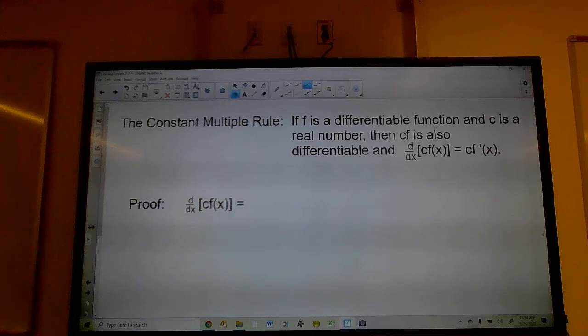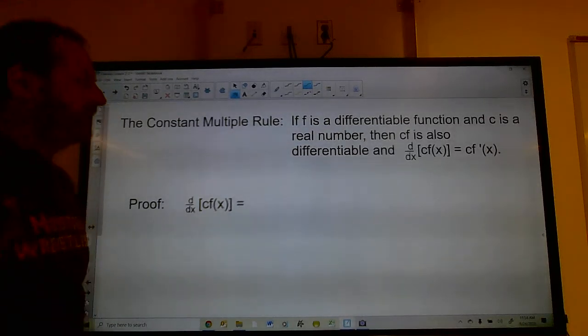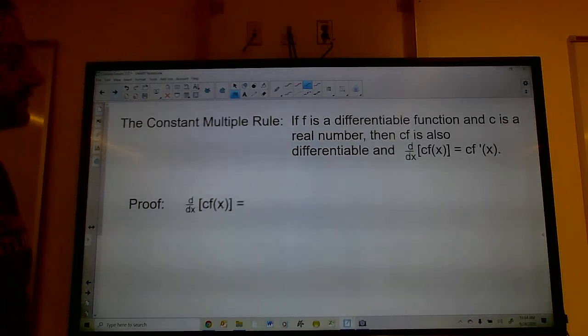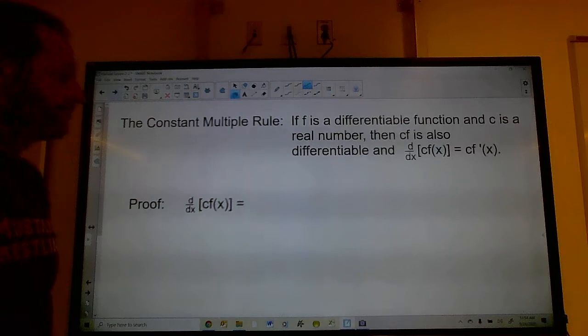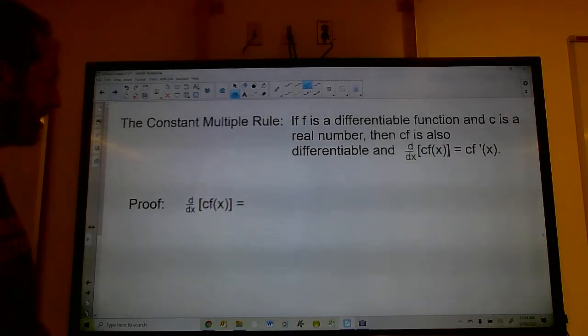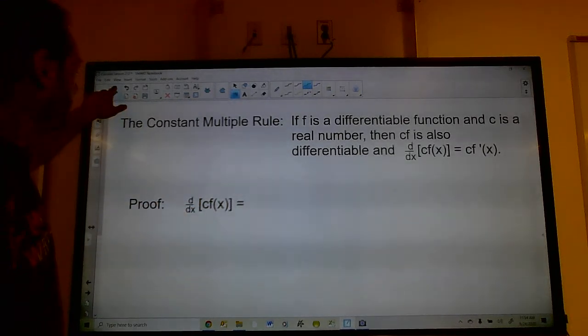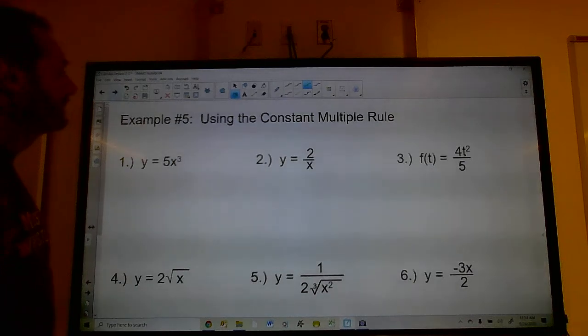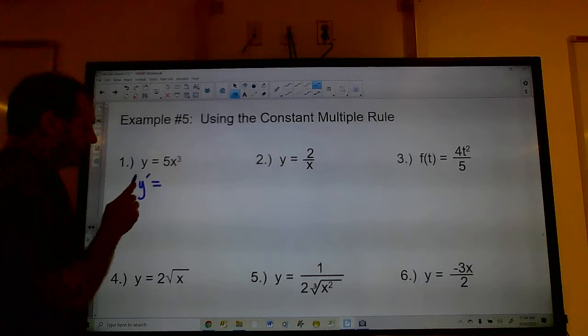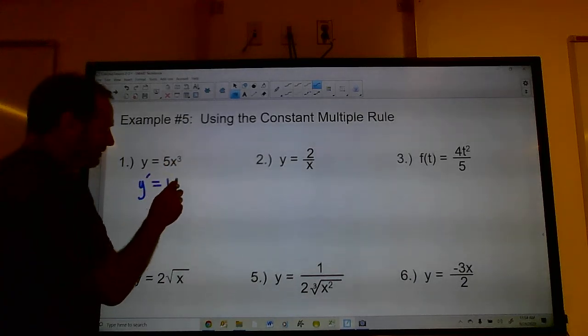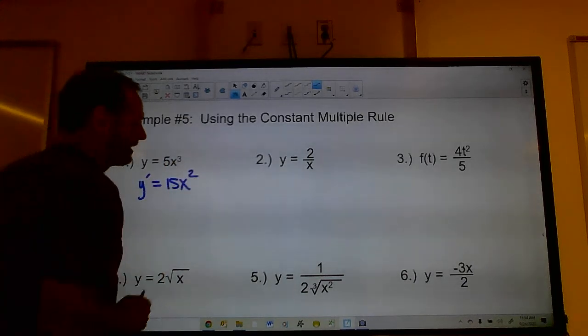The constant multiple rule. If f is a differentiable function and c is a real number, then c times f is also differentiable, and the derivative of c times f of x is c times f prime of x. I'm not going to go ahead and go through the proof of this for you today. So, right here, y prime would be 3 times 5 would be 15, x, drop the power 1.